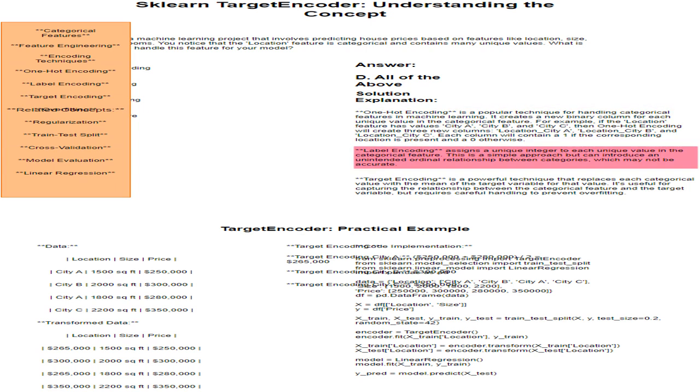Label encoding assigns a unique integer to each unique value in the categorical feature. This is a simple approach but can introduce an unintended ordinal relationship between categories, which may not be accurate. True. Label encoding assigns a unique integer to each unique value in the categorical feature.